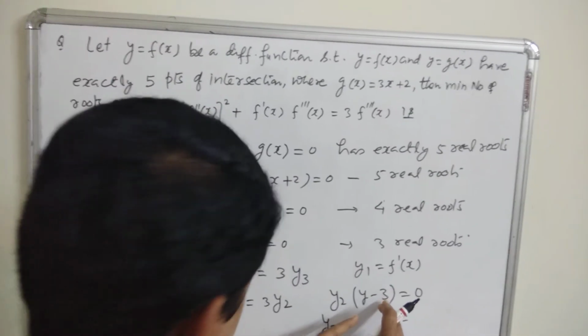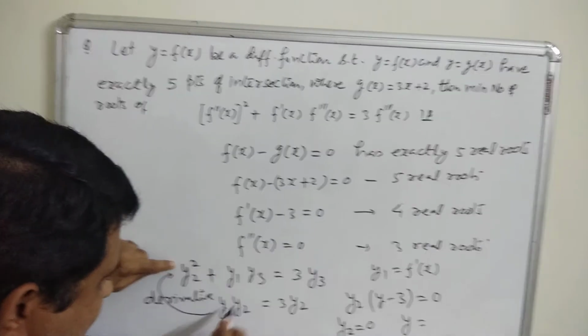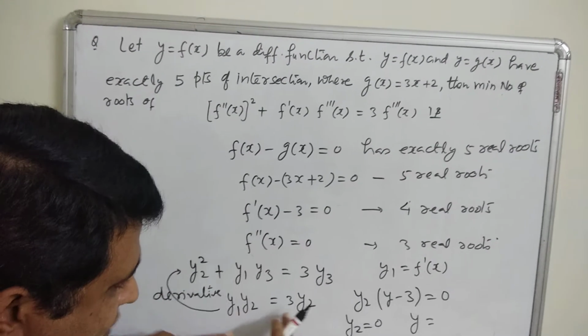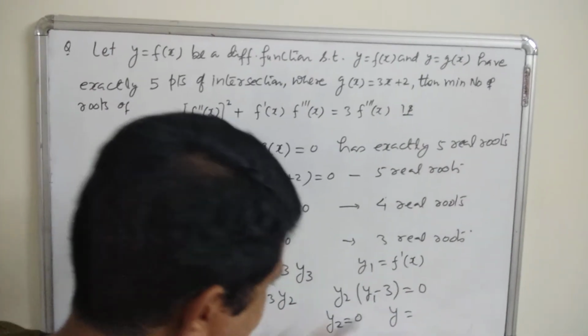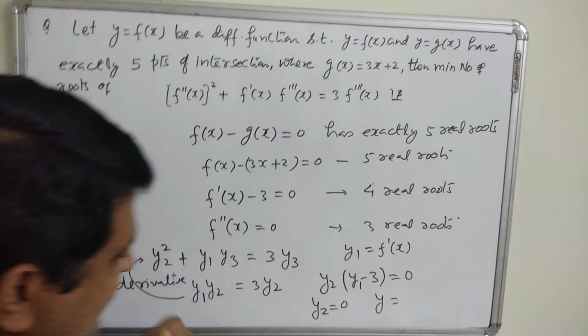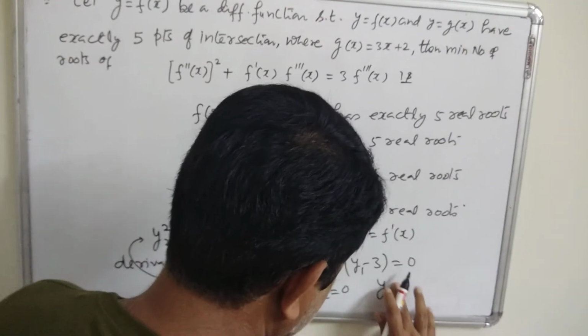Let's check it. I think something has gone wrong somewhere. Oh, here. The integration of this equation is y1 y2 equal to 3y2. So when you take common, this is going to be y2 times (y1 minus 3), and this is made up of 2 parts. As I was explaining, one part is y2 equal to 0, and another part is y1 minus 3 equal to 0.